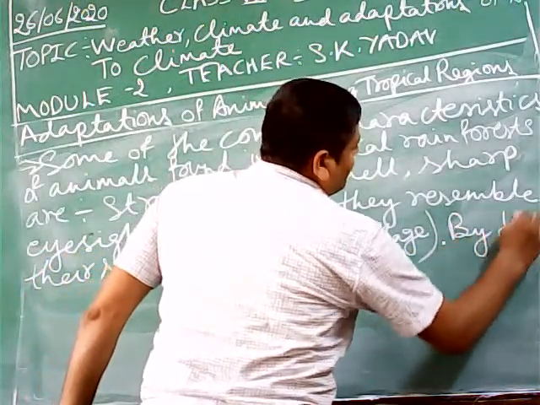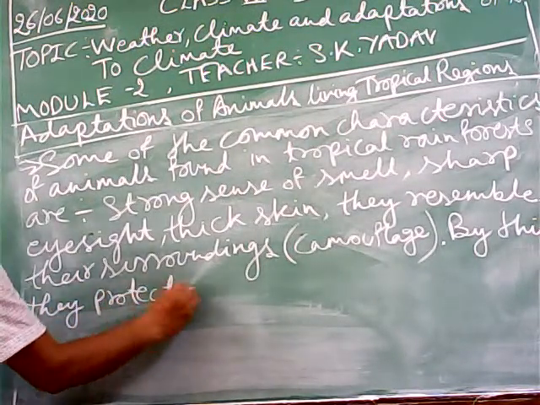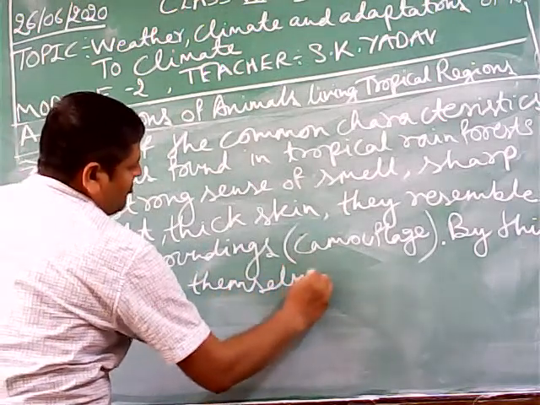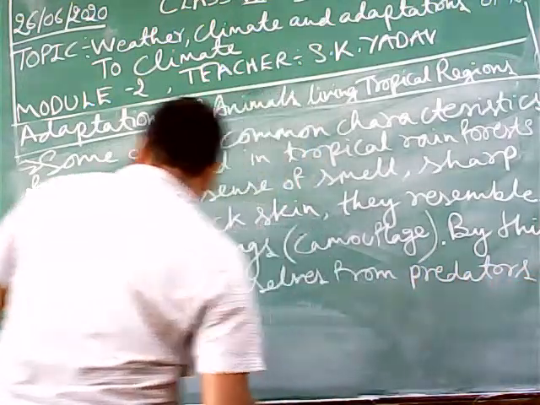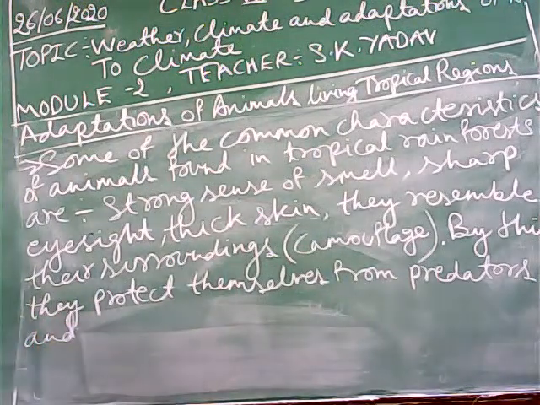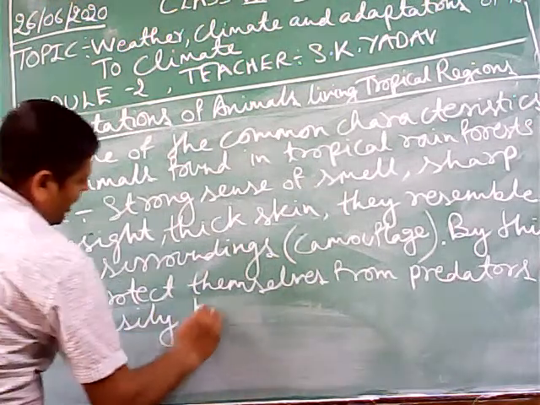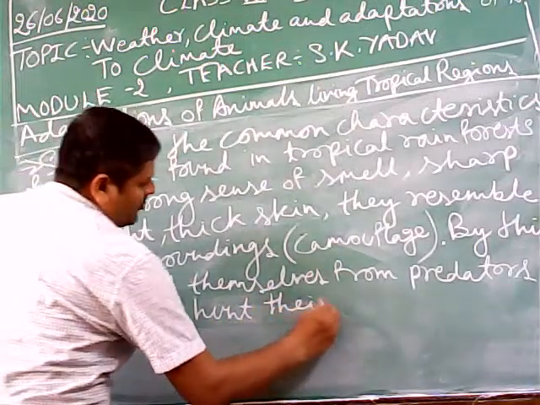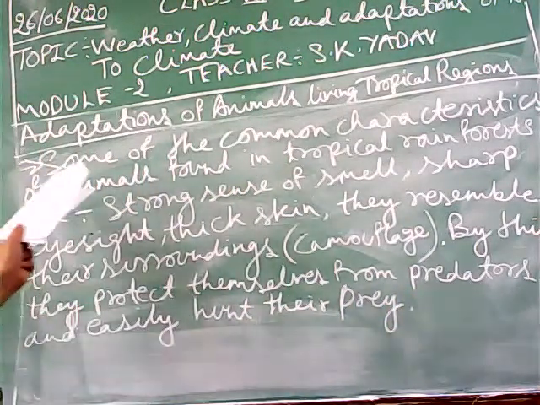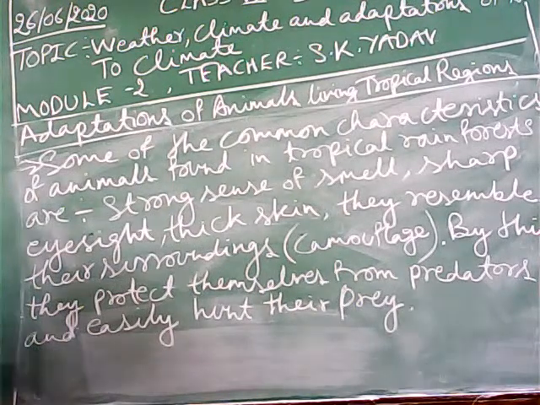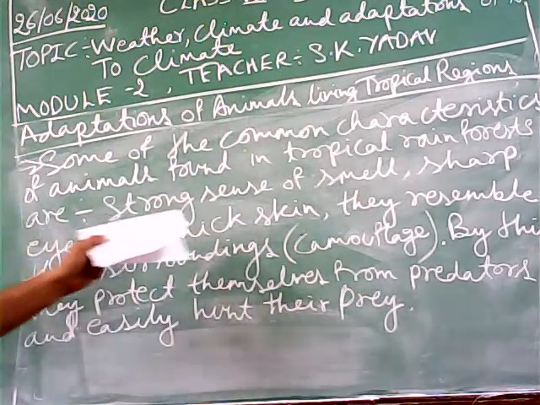By this, they protect themselves from predators and easily hunt their prey. These are some common characteristics of the animals found in tropical rainforest. What are these? Strong sense of smell.